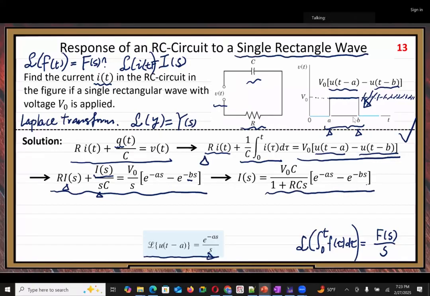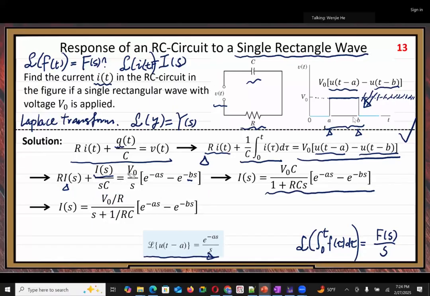Capital V0, capital C, capital R, little a, little b are all constants. Only s is the variable. Now you need to take the inverse Laplace transform. So you write it in this form. Hope you can see the division.